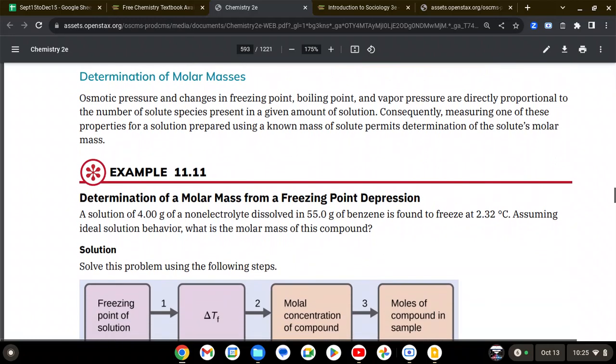Determination of molar masses. Osmotic pressures and changes in freezing point, boiling point, and vapor pressure are directly proportional to the number of solute species present in a given amount of solution. Consequently, measuring one of these properties for a solution prepared using a known mass of solute permits the determination of the solute's molar mass.